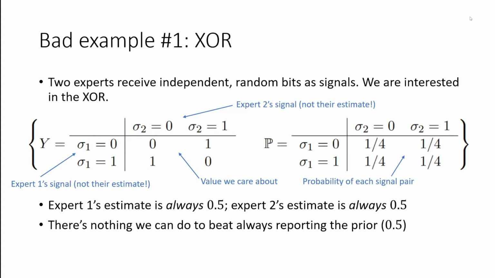So notice that each expert always reports 0.5 to the aggregator. And this is because from each expert's perspective, the other expert's bit is either 0 or 1, and it's 50-50 which one it is. And so their estimate of y, the expected value of y, according to each expert, is going to be 0.5. But if you hear 0.5 from both experts, then there's nothing better that you can do to aggregate these numbers than just reporting the prior, which is 0.5. And so without any assumptions, you can't beat the prior.